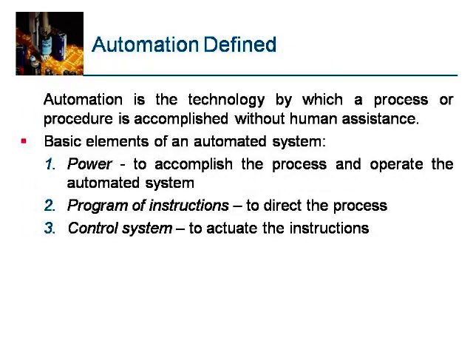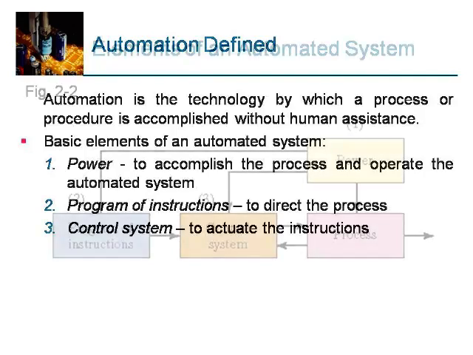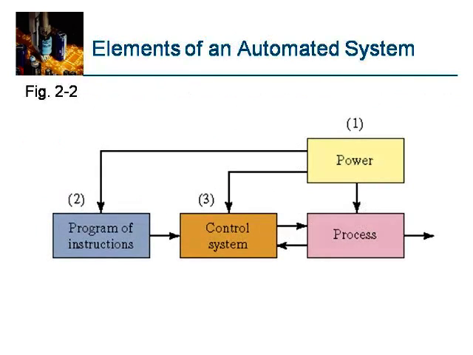Automation is defined as the technology by which a process or a procedure is accomplished without human assistance. The basic elements of an automated system are: one is power, two is a program of instructions, three is a control system. Power is required to accomplish the process and operate the automated system. A program of instructions directs the process. A control system executes the instructions.